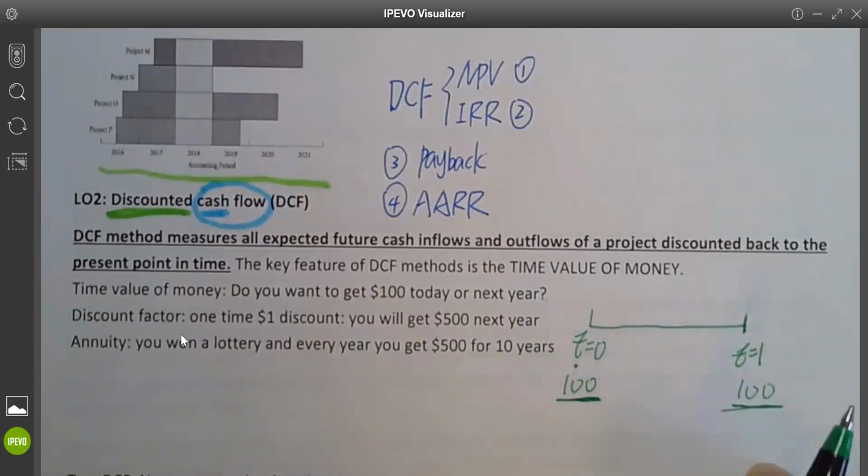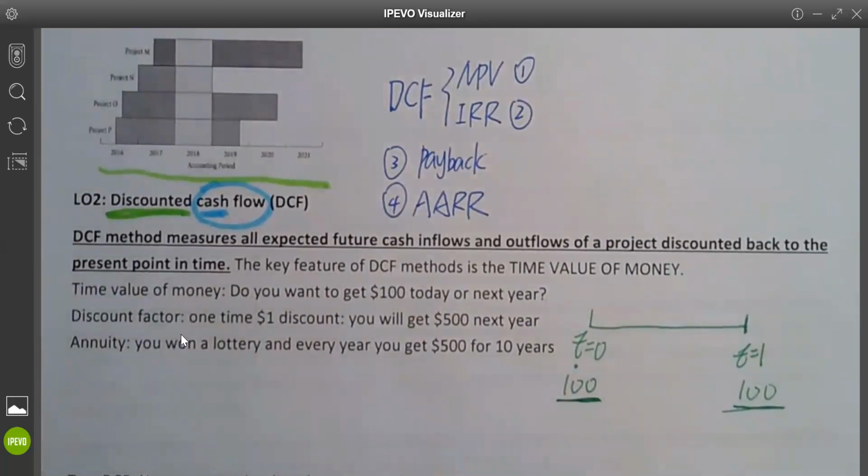It's kind of like you compare apple with orange. So what should you do? You have to convert the orange to apple, right? And then you compare this apple with that apple. So how do we convert the $100 from next year to now?